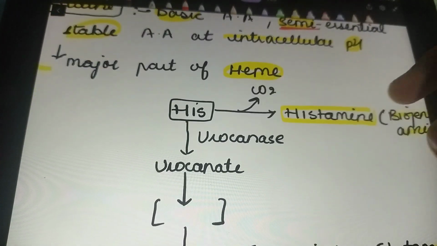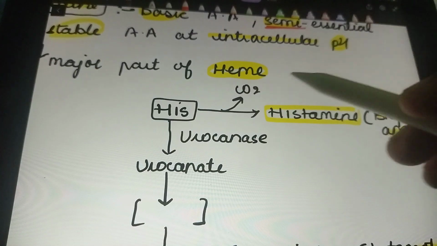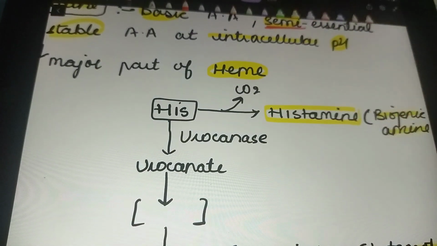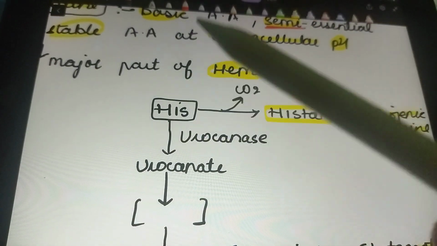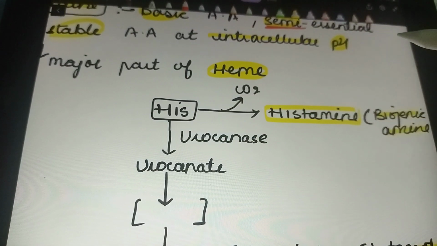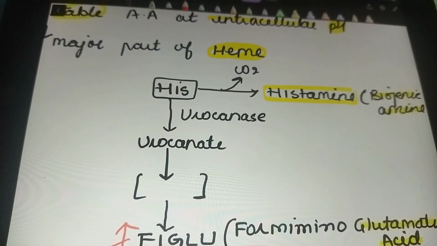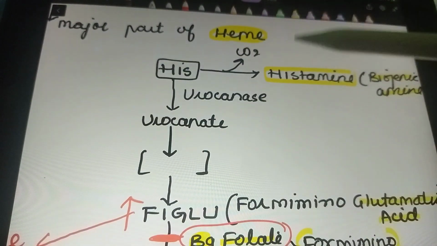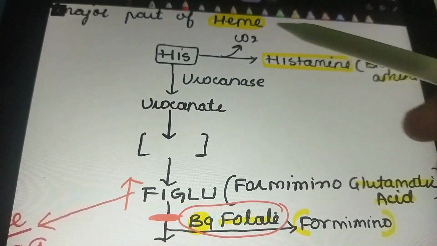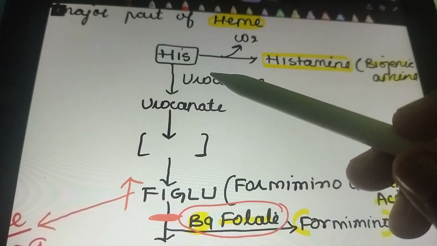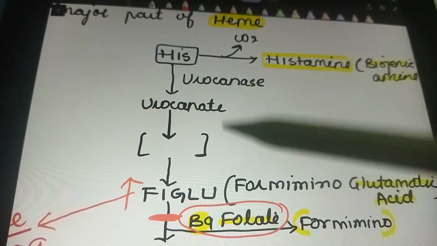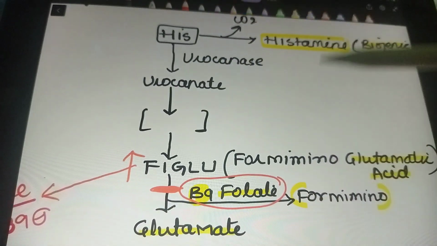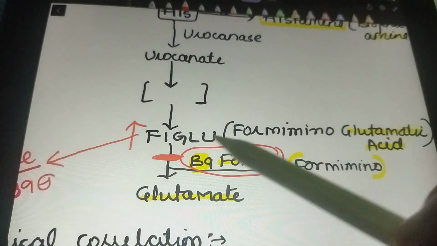So talking about histidine, from histidine we are producing histamine by just releasing carbon dioxide. We are taking out the carbon dioxide from histidine to form histamine. It's a biogenic amine. That's all. Then talking about the remaining part: histidine, when urocanase, an enzyme, acts, urocanate will be formed. This urocanate, with multiple steps, will end up with FIGLU.